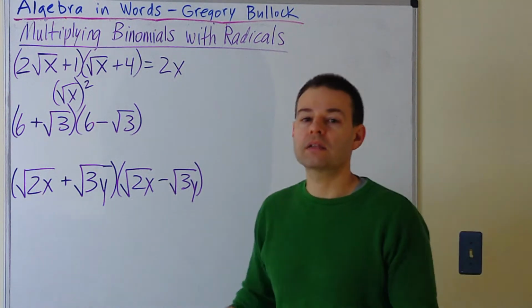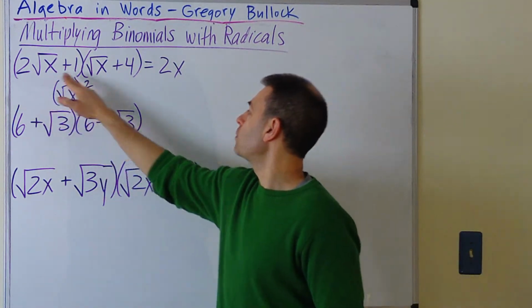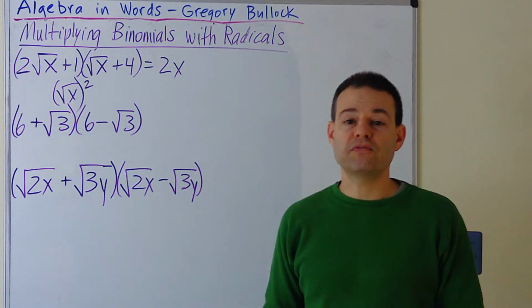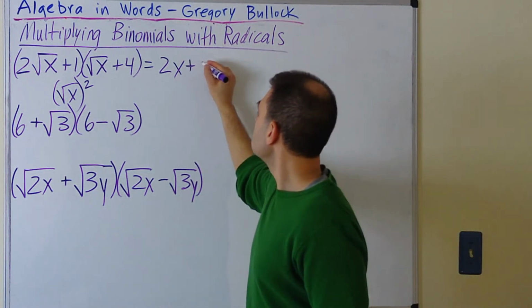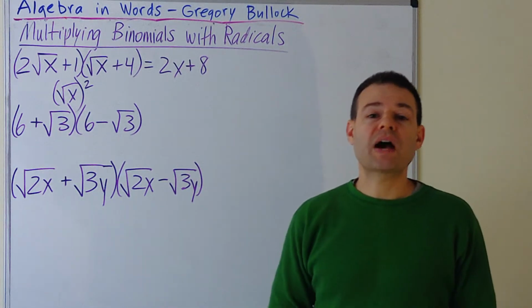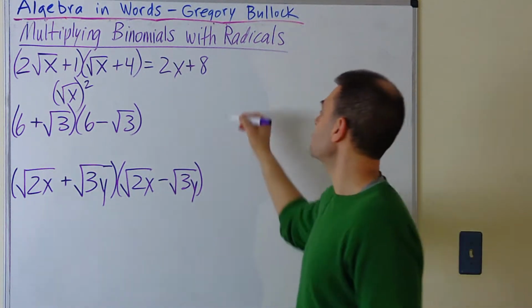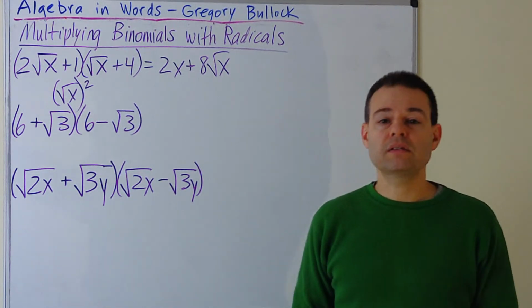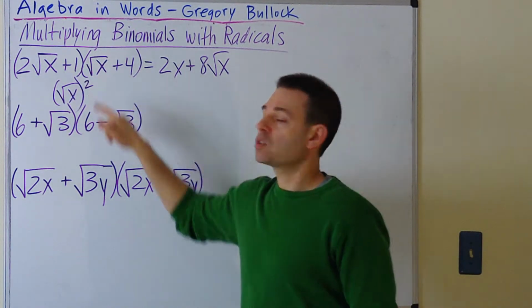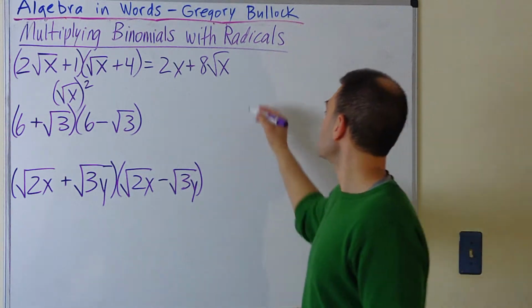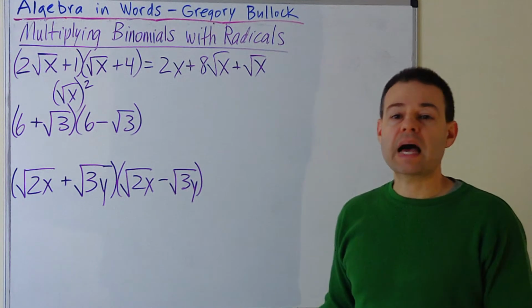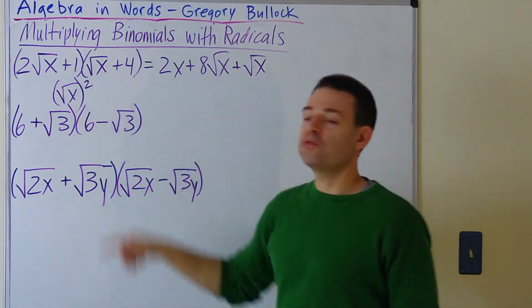Now let's do the product of the outside. 2 square root of x times 4, and we're going to be multiplying the 2 times the 4, which is 8. And since there's a radical attached, we just attach that, square root of x. Now we'll do product of the inside. 1 times square root of x is square root of x. And finally, the product of the last, 1 times 4 is 4.